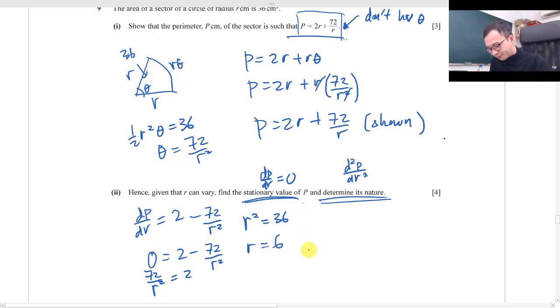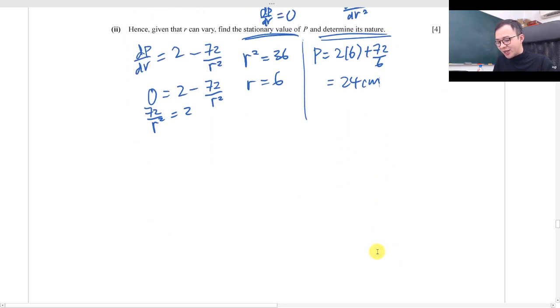Alright, but they asked about the stationary value, so you shouldn't stop at r, because they asked about the P value. So 6 plus 72 over 6. This one you can use the calculator. Should be 12 plus 12, which is 24. Yep, this one should be 24 cm.